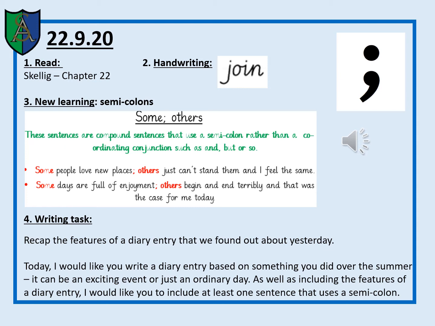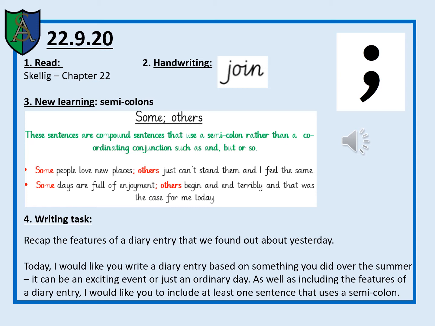A semicolon looks like the image in the top right hand corner of your screen. It almost looks like a comma on your line with a full stop floating above it, and you can see it there in the text that we've got on the page as well. We're going to actually use a semicolon today in an Alan Peat sentence type. It's called a "some others" sentence.